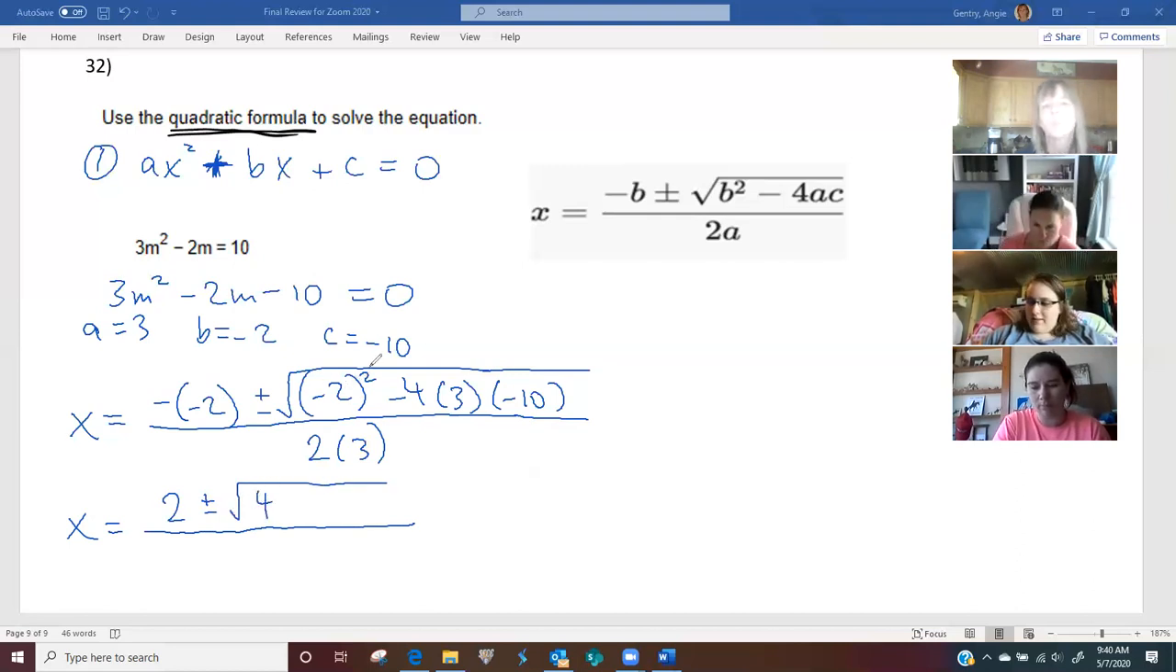Negative times negative is positive. -4 times 3 is -12. -12 times -10 is positive. This is a good one maybe for some of the discussions we're having of where to stop, how to split them, what do we do? How are we doing so far? Okay.